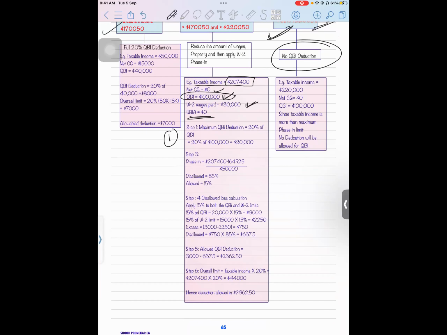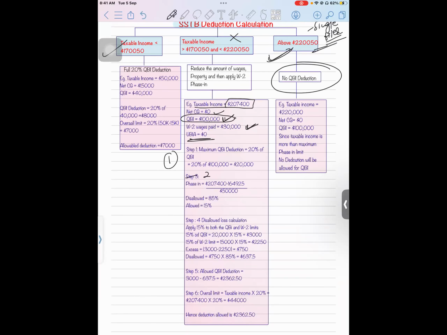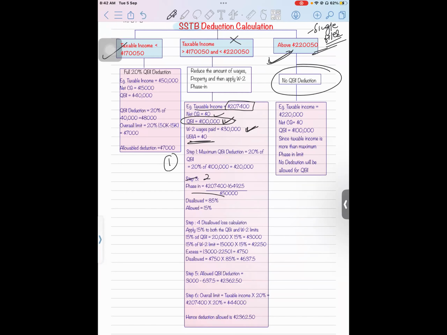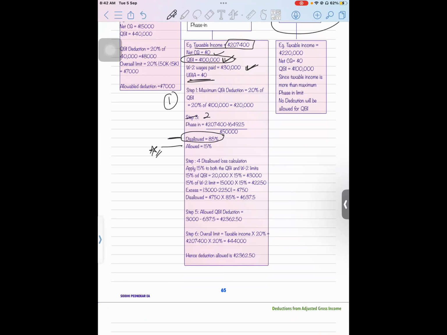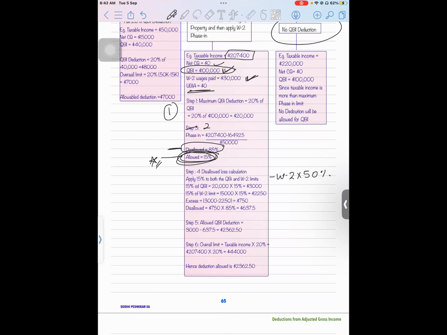Now, the third step, okay, it's step 2 only, guys. So phase in, what we will do is, same way we'll calculate that 85% we came, that was disallowed. Now you will see what is allowed. So the remaining 15%, can I say this is allowed? Okay. So the next step will be the disallowed loss calculation. Apply the 15%. This allowed one will be applied to W2 into 50% limit. Yeah, W2 into 50% limit is what? 30,000 into 50%. That comes to 15,000.